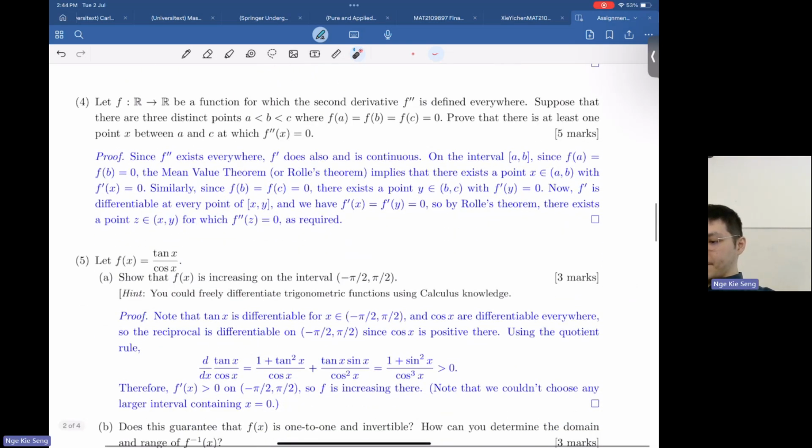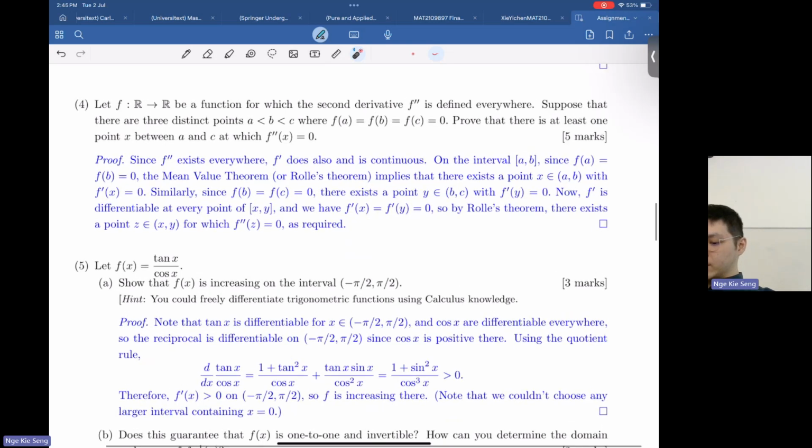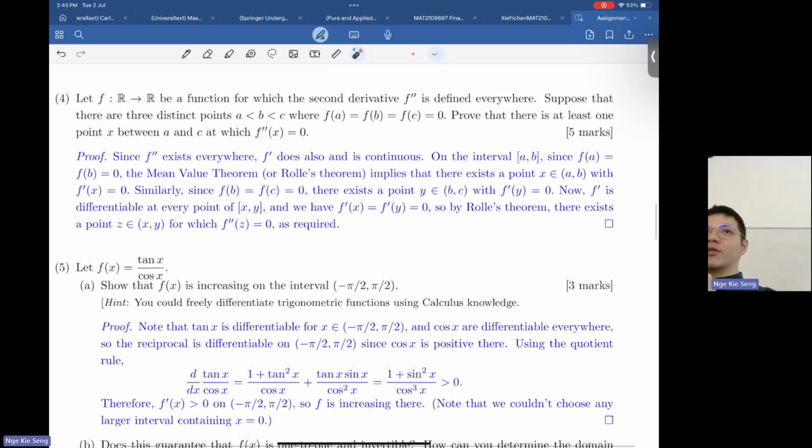Question 4. For question 4, everyone knows we need to apply Rolle's theorem twice, but some of you didn't check the conditions and just did it. So you need to check what? To use Rolle's theorem, what do you need to check? It is continuous on the closed interval and differentiable on the open interval. Check two things. Don't just apply it. Please, please check. Write it down.